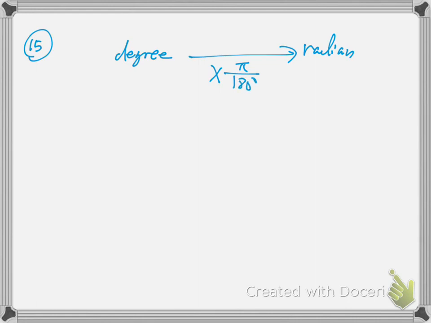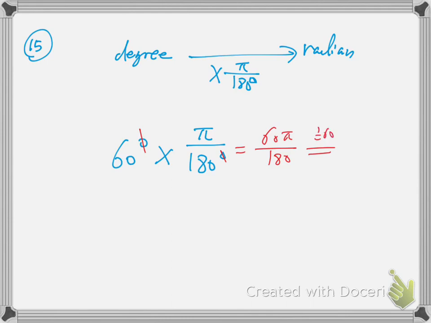So now, to change degree measure to radian measure, or radian measure to degree measure, we just multiply by half circle over half circle, right? So if this is degree to radian, we multiply it by pi over 180. The example is here, number 15. Question 15 is 60 degrees changed to radians, so it's times pi over 180. The degrees cancel. We got 60 pi over 180. So now divide by 60 on top and bottom. We got pi over 3.